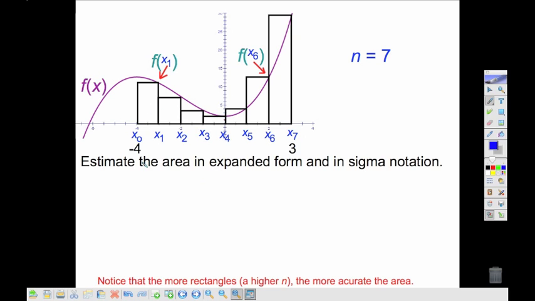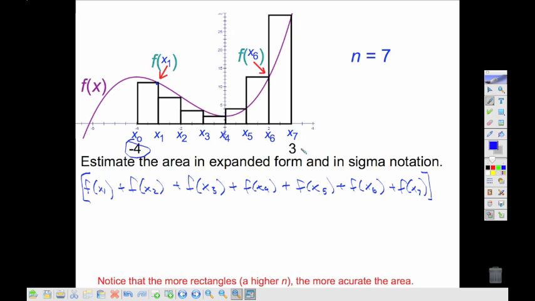So if I look at this one, I don't know exactly what f of x is, but if I want to write an expanded form, it looks like we're using right endpoints here. So we would start with f of x1 plus f of x2 plus f of x3. And then we would look at the width of our interval. Notice we're going from -4 to 3 here. So 3 minus -4 divided by the number of rectangles we have, which is 7 rectangles. So that'd be the expanded form. If we want to put this in sigma notation then, which would be a much shorter version, we'll always start with k equals 1, and then going to n, in this case we had 7 rectangles.